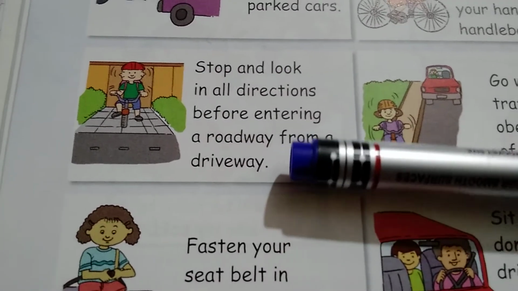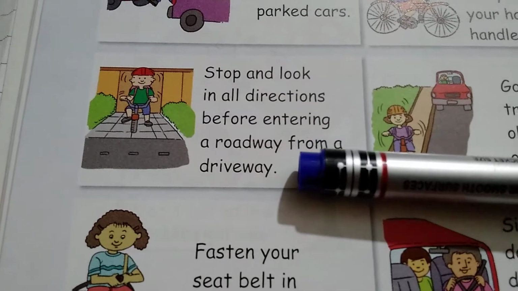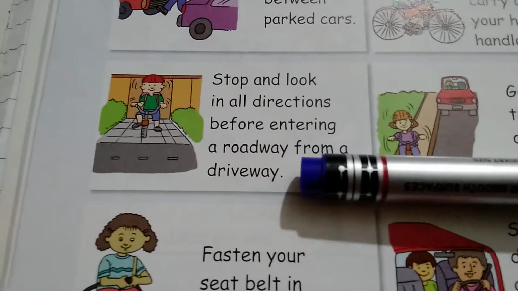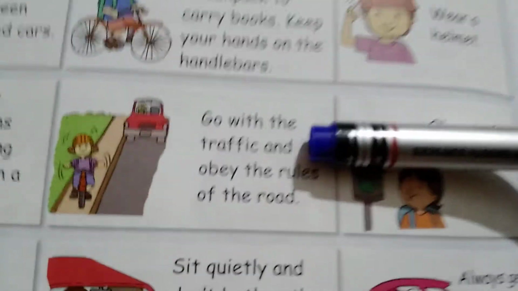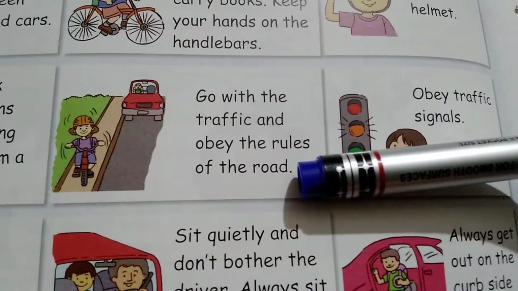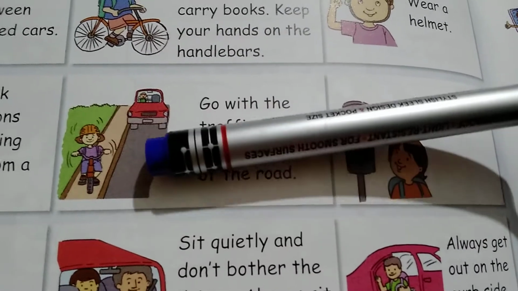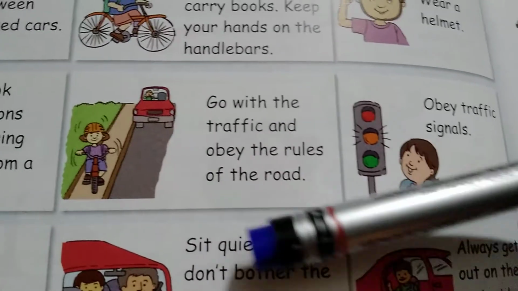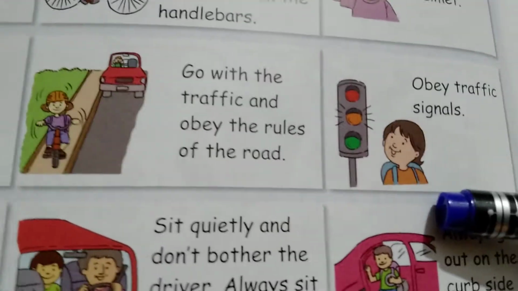Actually, driveway means the main road. Whenever you enter a roadway, a street or a roadway, then you always be careful. Go with the traffic and obey the rules of the road. Whenever you are on a cycle and on the road, then always follow the traffic rules. Okay? Obey the traffic signals. It is very much important. Obey the traffic signals. Okay?